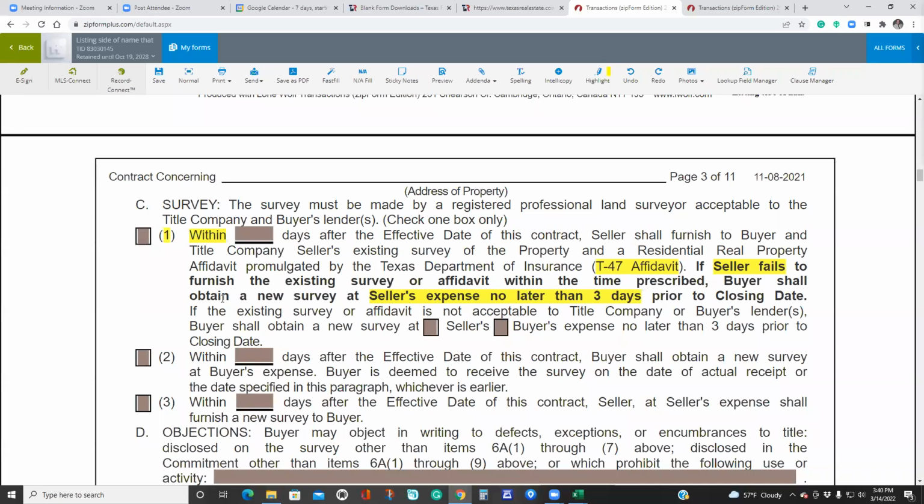If we provide the existing survey, and the existing survey is not satisfactory, if it's not acceptable, then is when we'll decide who's going to pay for the new one. So there's 3 paragraphs there. You have regular type, bold type, and regular type. Those are 3 different paragraphs. Take them individually as you fill out that one. But number 1 is still good.